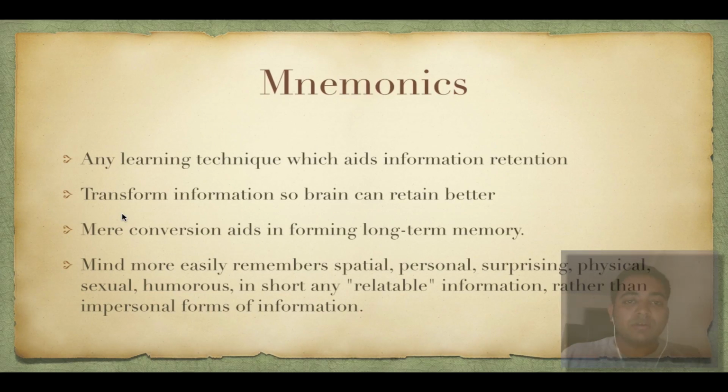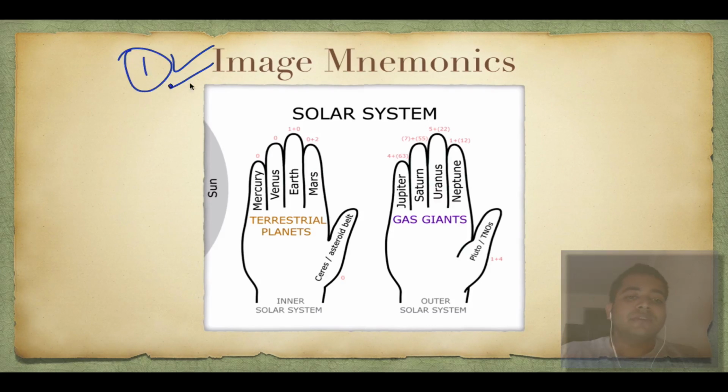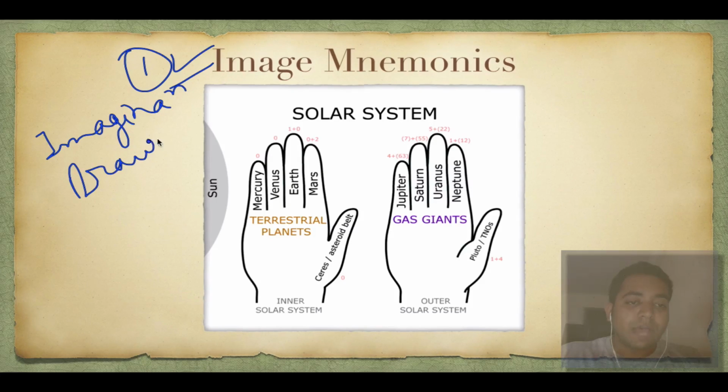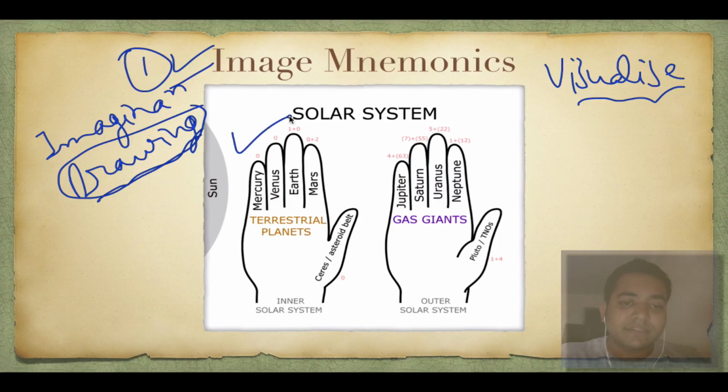So I'll be talking about what the mnemonics are now. First of all, I have my personal favorite, which I call image mnemonics, also called imagination mnemonics, also called drawing mnemonics. What happens with these mnemonics is that you have to draw something, you have to visualize it in your head. So let's say this is the first mnemonic.